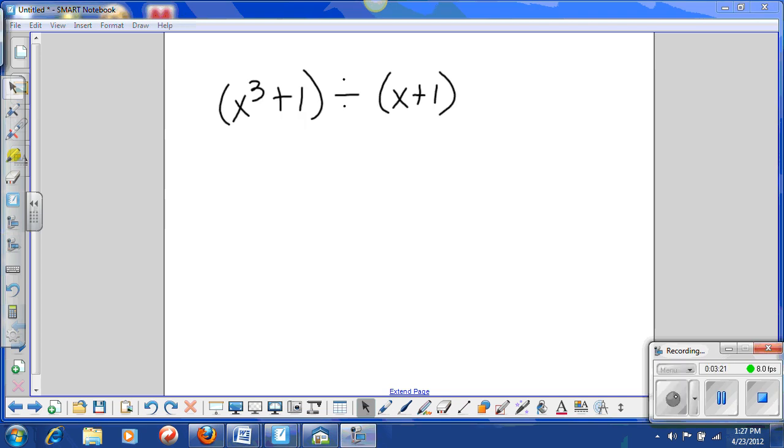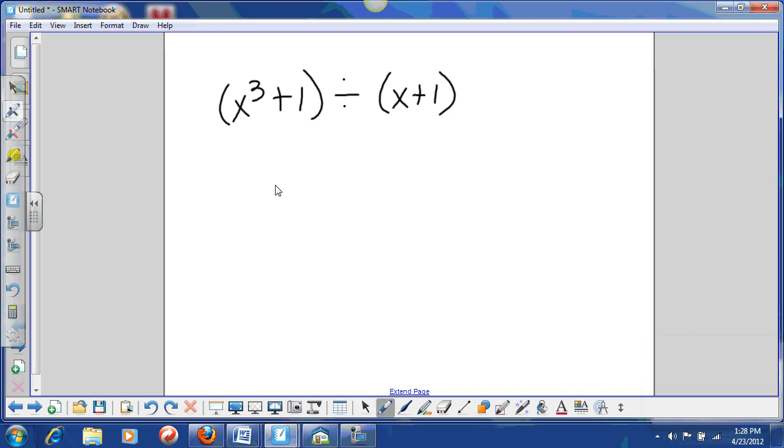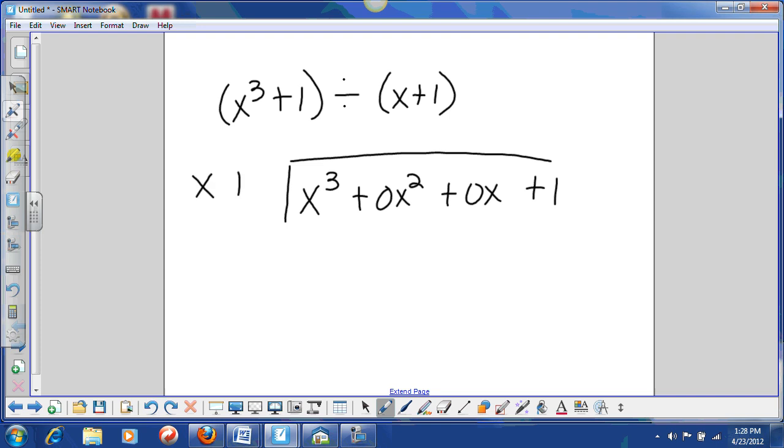Let's look at our next problem. Let's set it up, and we're going to set it up just a little bit different this time, because we jump all the way from x to the 3rd power all the way to something with the 1st power. So you know what? We're going to need to put placeholders in there. So we're going to start with x to the 3rd, and then you can put 0x to the 2nd, plus 0x, which would be x to the 1st, plus 1. You need to put placeholders in there for this. And now we are dividing it by x plus 1.